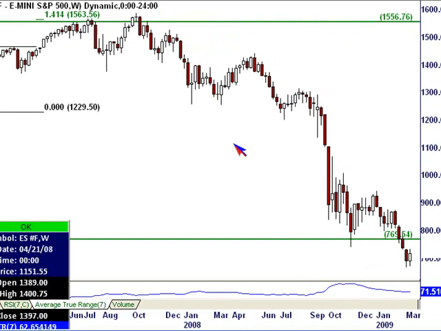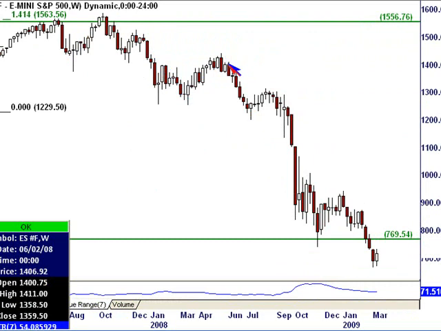Now let's come over here on the right side, and we're going to focus more now on recent price action, 2007 to current. And now we're going to take it down to the daily.